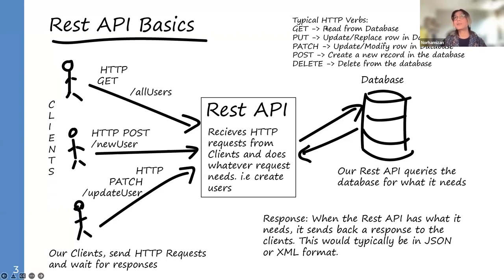So these are the typical HTTP verbs that you usually will be using when you're developing your program. So you have GET, which is basically read from the database, PUT, update or replace a row in the database. We have PATCH as well, about the same as PUT. We have POST to create a new record in the database, and then we have DELETE to delete from the database. So let's break it down.